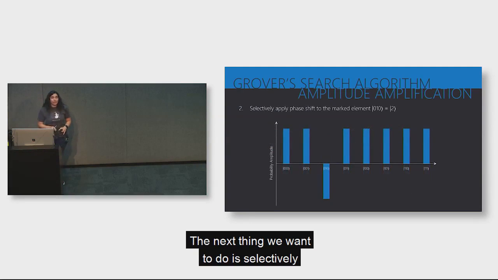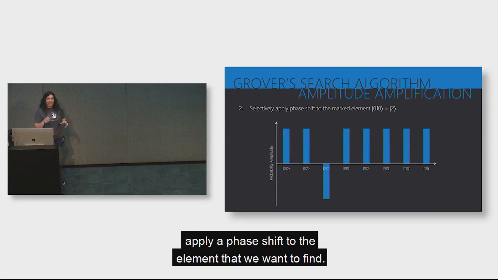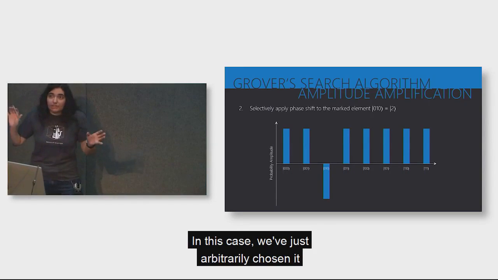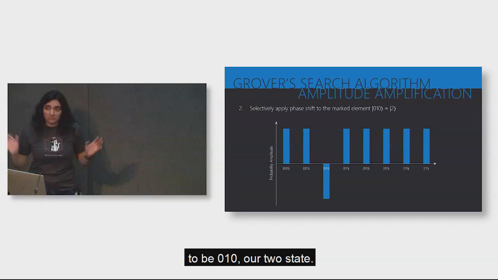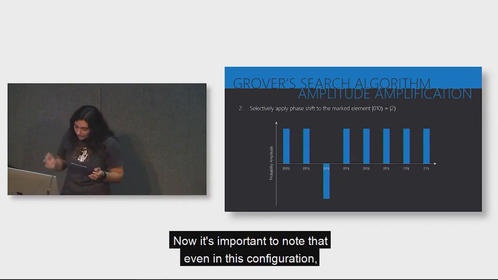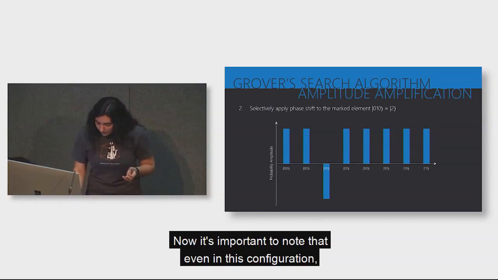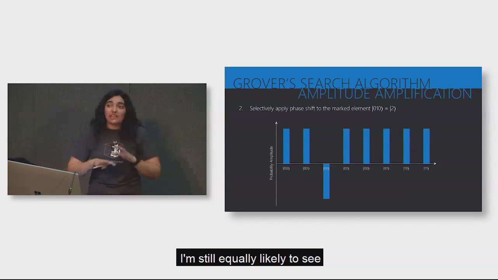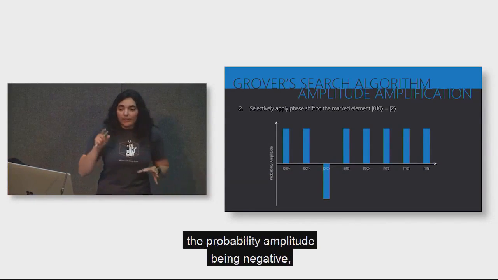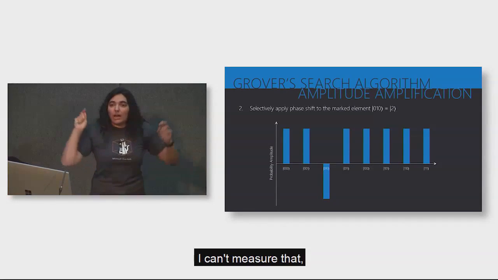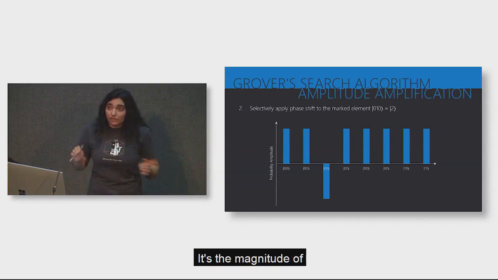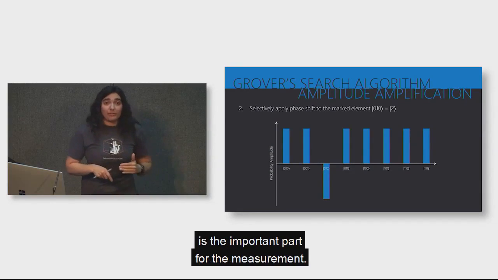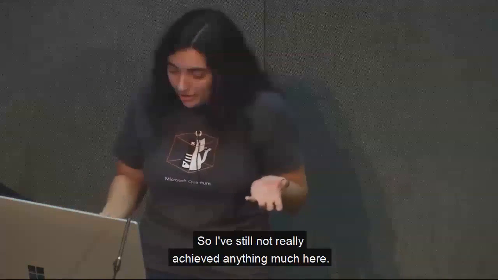The next thing we want to do is selectively apply a phase shift to the element that we want to find. This is our marked element. In this case, we've just arbitrarily chosen it to be 0, 1, 0, our 2 state. Now, it's important to note that even in this configuration, if I took a measurement, I'm still equally likely to see any of these states, because as we saw before, the probability amplitude being negative, I can't measure that. I have no way of telling. It's the magnitude of that probability amplitude that is the important part for the measurement. So I've still not really achieved anything much here.